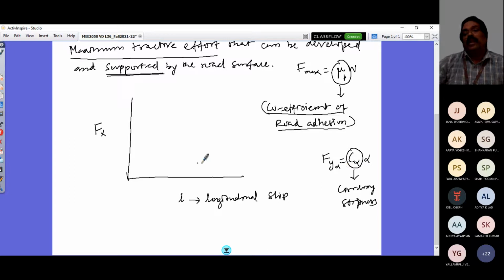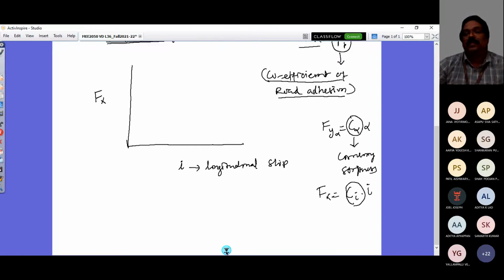But now this alpha is not going to be there in the tire-road interaction, as it is 1D motion, and we are going to look at Fx, and that Fx is going to be a function of this. So I can also define this Fx as Ci times i, where this Ci is what is called longitudinal slip stiffness. We are going to look at this all again in detail, the definition of i.